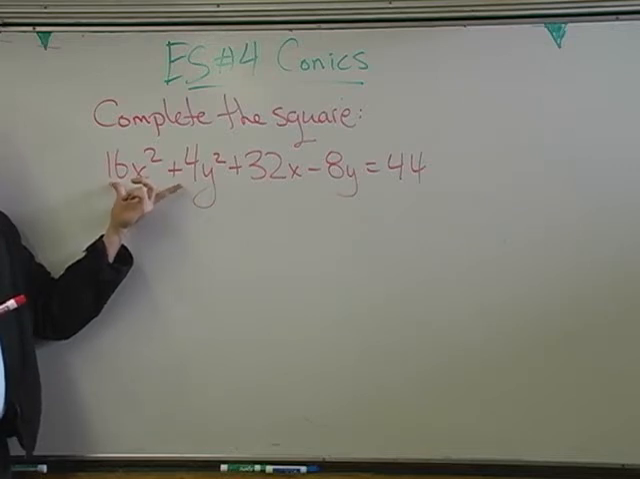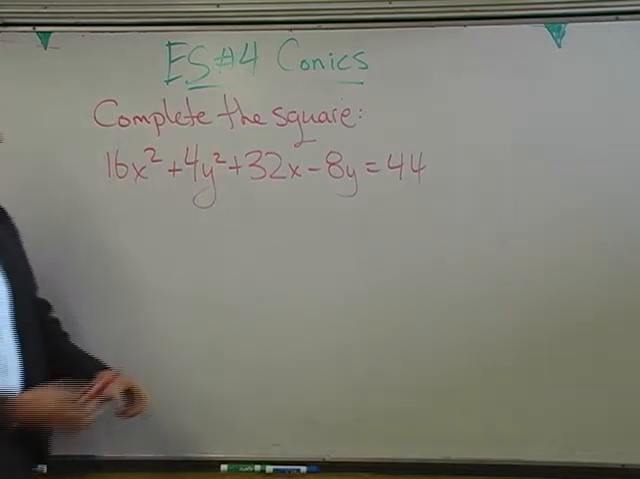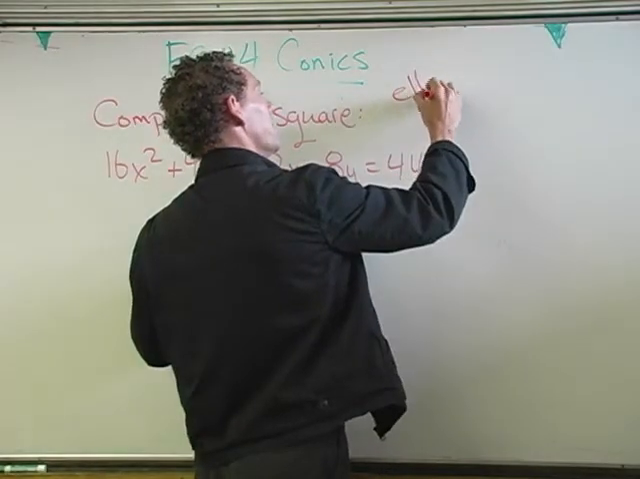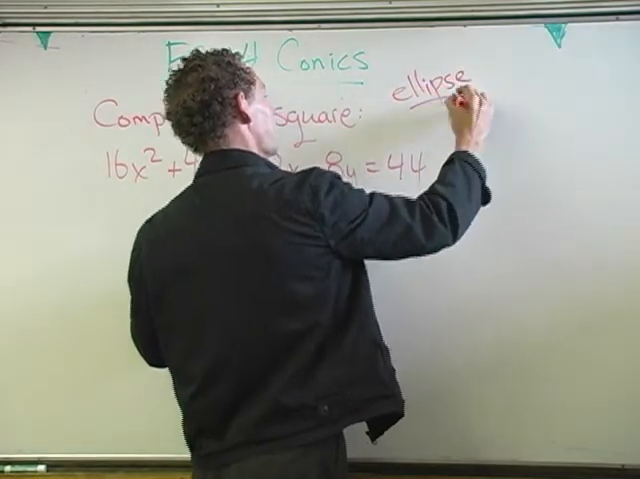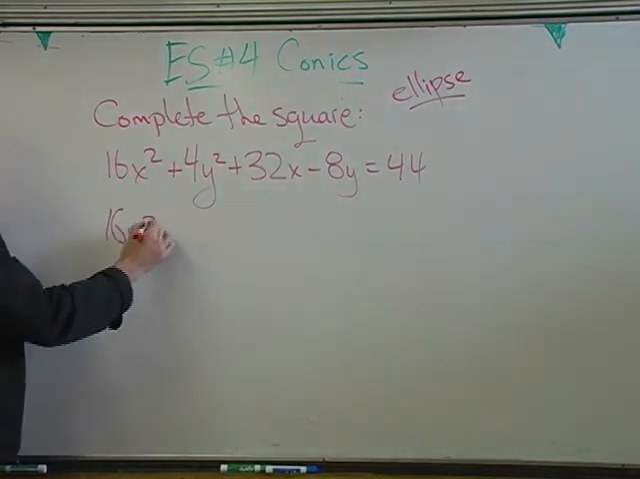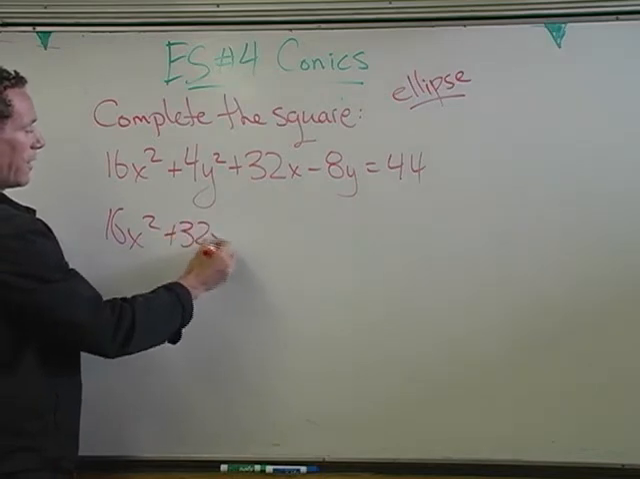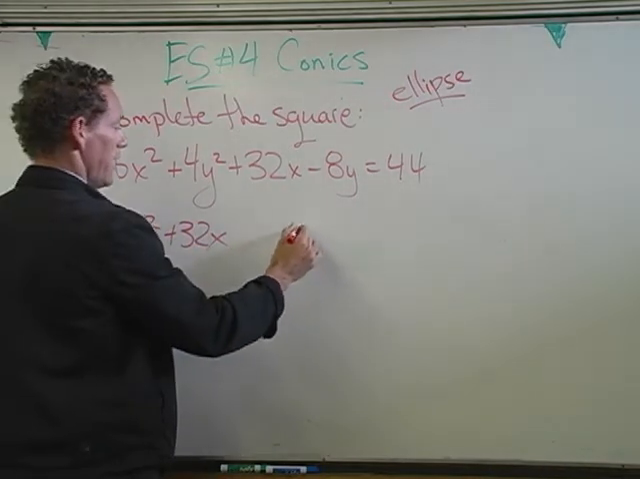If this were 16x squared minus 4y squared, it would be a hyperbola. Okay, 16x squared plus 4y squared, we know it's going to be an ellipse. Good detective work. Okay, so to complete the square, we are going to separate the x stuff from the y stuff.